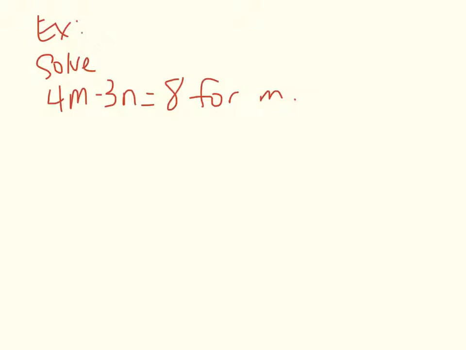If I have the equation 4m minus 3n equals 8, and I want to solve it for m, that means I want to isolate the m. I look at this equation and say, okay, here's an m, and that's the only m in my equation. I have a couple of things happening with that m. I'm multiplying it by 4, and I'm also subtracting this term of 3n next to it.